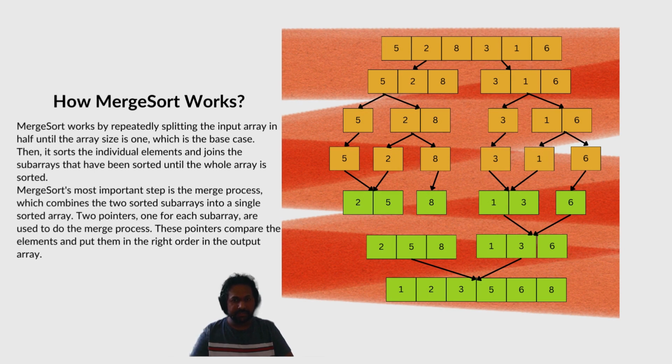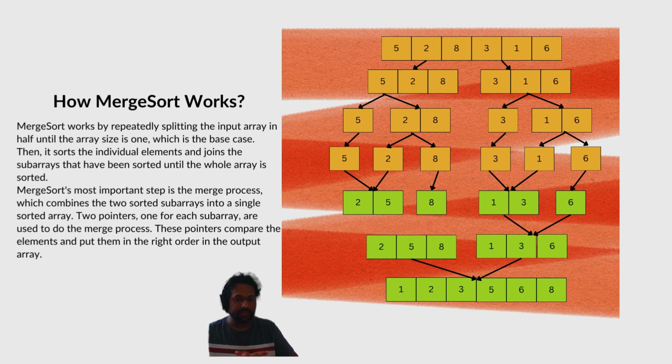Merge sort works by repeatedly splitting the input array in half until the array size is 1, which is the base case. Then it sorts the individual elements and then joins the subarrays that have been sorted until the whole array is sorted. The most important step in merge sort is the merge process, which combines two sorted subarrays into a single sorted array.